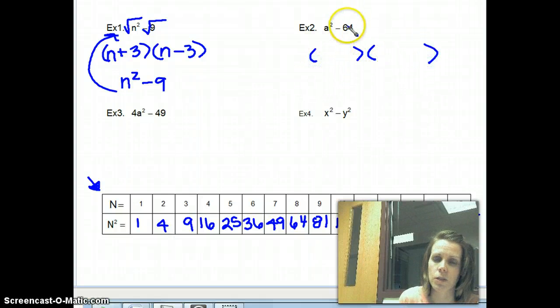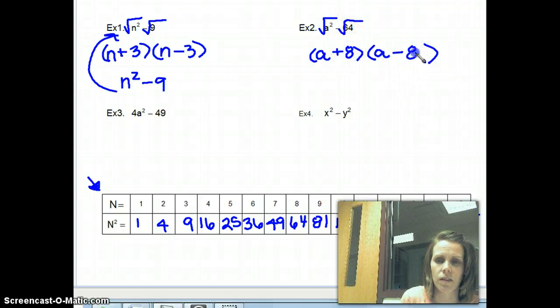Since I have a perfect square, I know it's going to be the shortcut. So I'm going to take the square root of each of these terms. So a squared would simplify or split up into a times a. Since the difference of squares, I'm going to do plus and minus. And the square root of 64, since it's a perfect square, is going to be 8 and 8. Okay? I'm going to have you guys try this one, and I'm going to try this one with you.